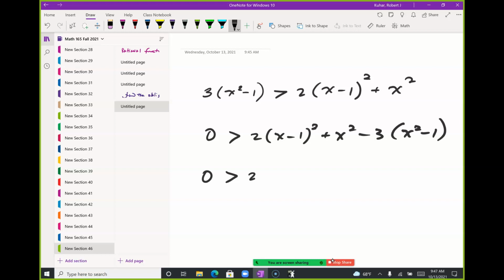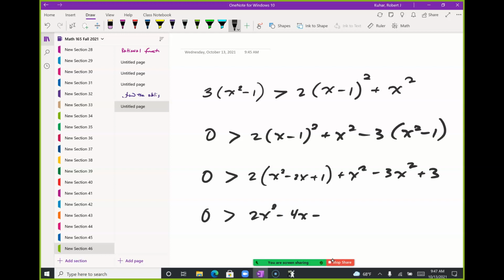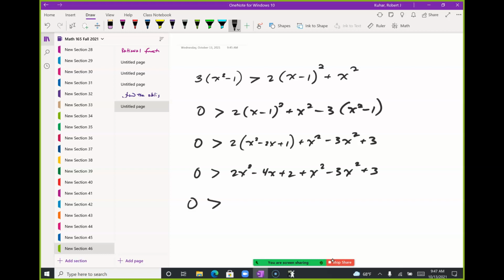Yes. So 2 times x squared minus 2x plus 1 plus x squared minus 3x squared plus 3. So 2x squared minus 4x plus 2 plus x squared minus 3x squared plus 3. Again, I'm just trying to factor. So I want to try and get this thing completely factored. So it looks like I have 3x. Oh, no, what is this? 2x squared plus x squared minus 3x squared is gone. This one's way too easy. So I have 5 minus 4x, right? And that's it.